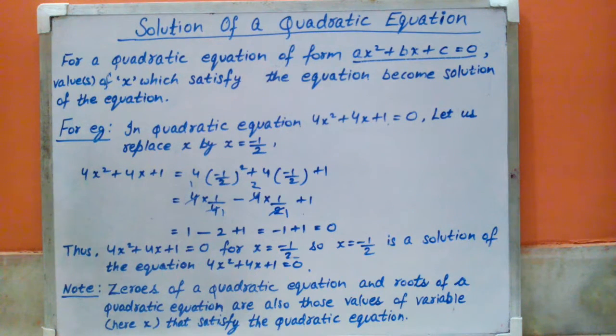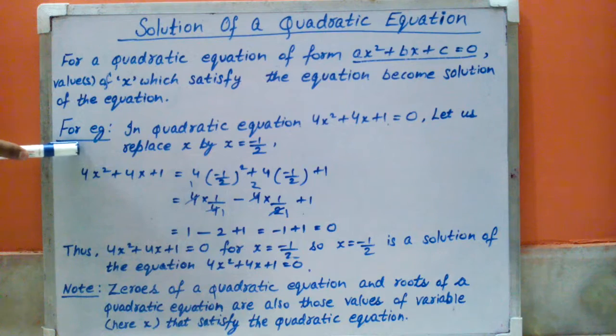quadratic equation. So any value of x which when put in the equation gives us left hand side and right hand side equal becomes the solution of the equation because it satisfies the equation.